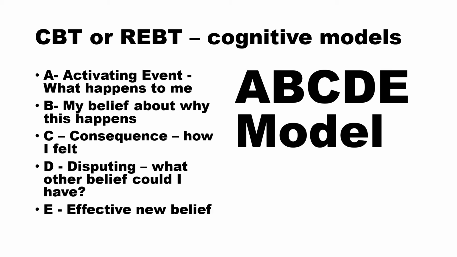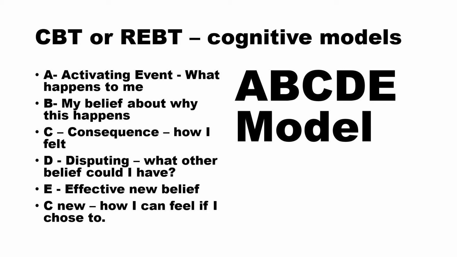And as a result of that other belief, I may get a different result. My questioning, my belief, my disputing can result in a new effective belief. That effective new belief alters the way I'm feeling. So whenever this happens, I have every opportunity to change my belief, and I can now have a new belief. This effective new belief creates a new consequence, how I can feel if I choose to. While it's a difficult lesson to learn sometimes, this is an important one.